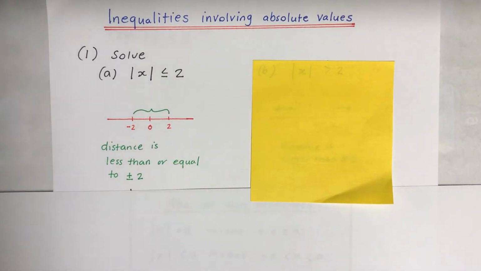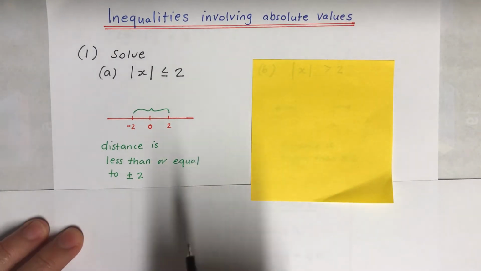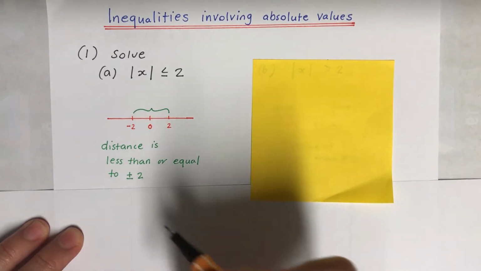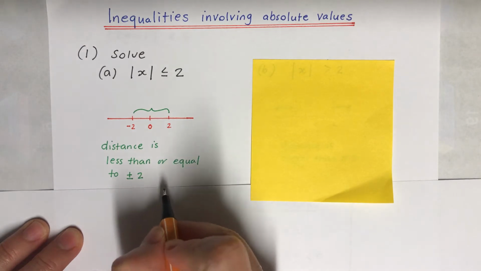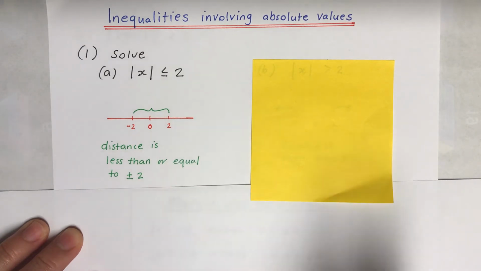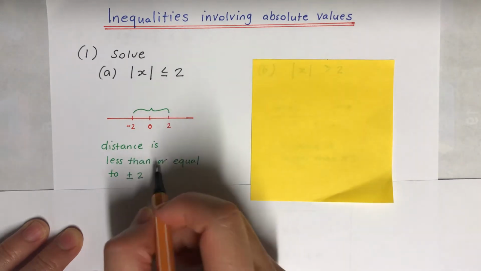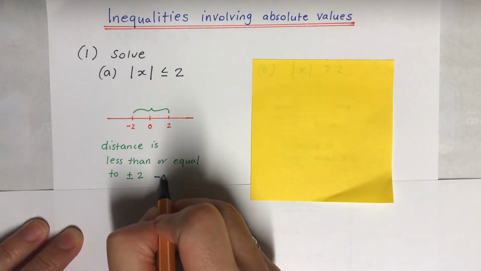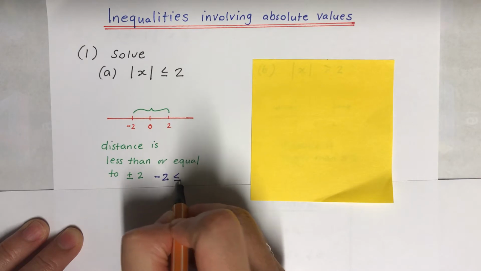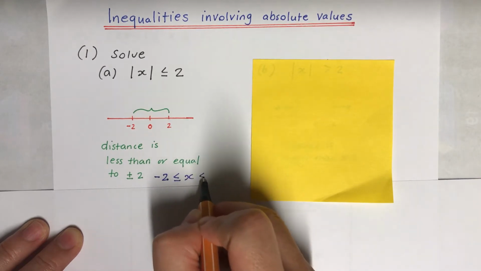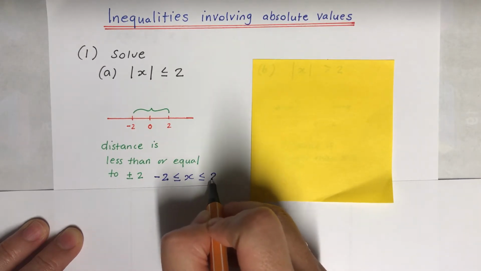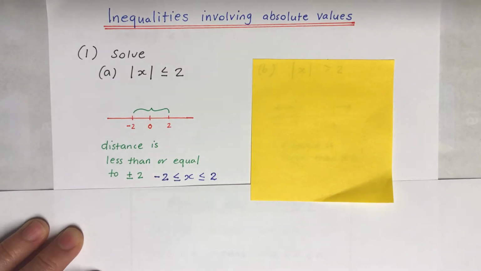That's what we need to think about, and therefore my x values are going to be in between, aren't they? So I'm going to write the answer in blue. It's minus 2 less than or equal to x, and x less than or equal to 2.